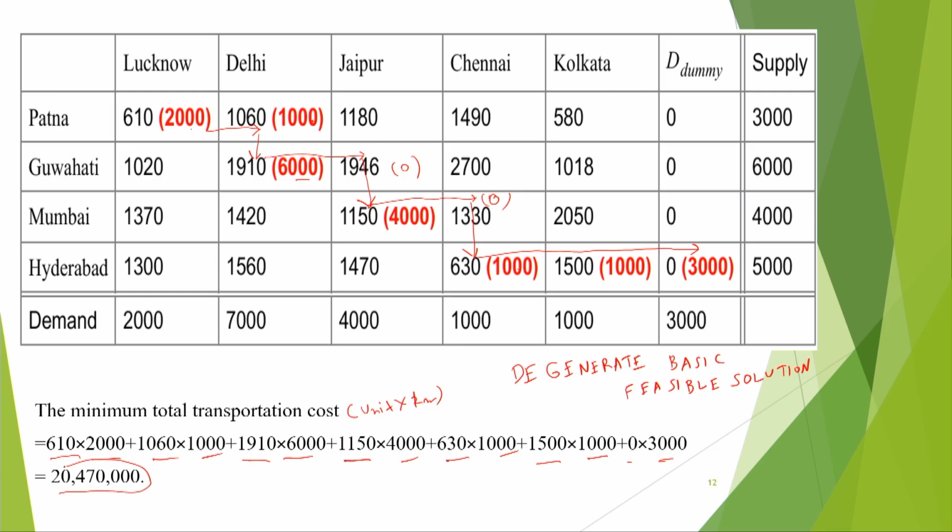If you do this calculation, please check it yourself. If I have made any calculation mistake, you can rectify it yourself, but in my calculation it is coming to 20 crore, and then 2 crore, and then 4 lakh, and then 70,000.